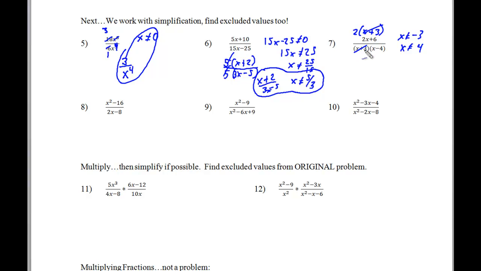And then I can crisscross the binomials since they're perfect matches, which leaves me with 2 over x minus 4. And my excluded values are right here.